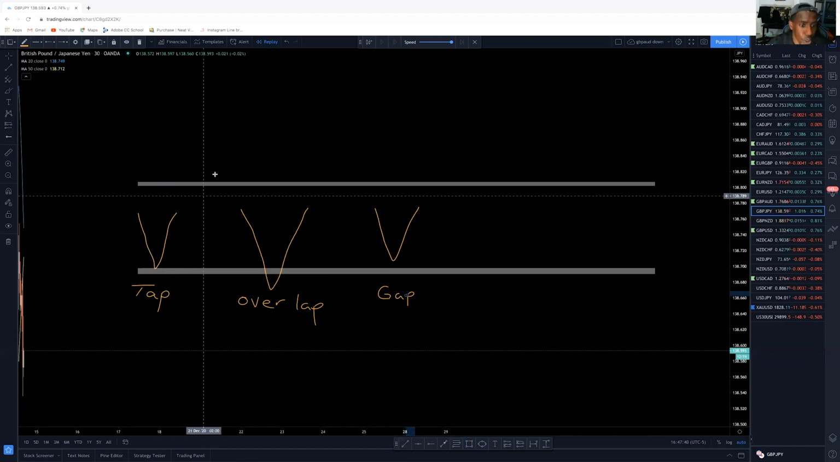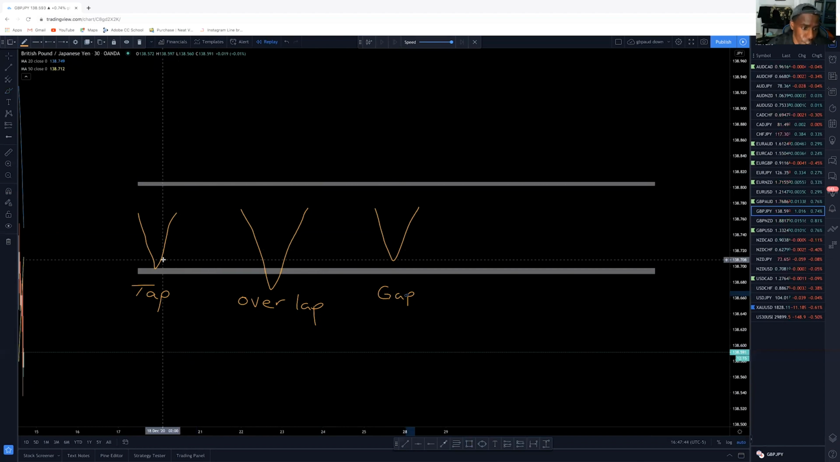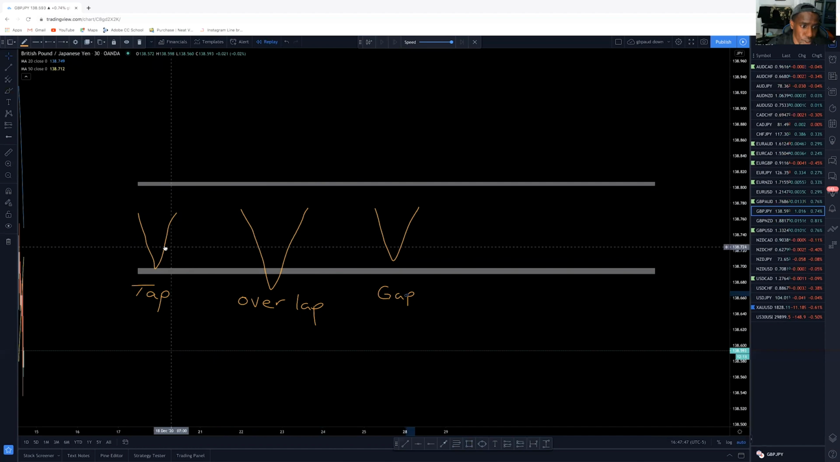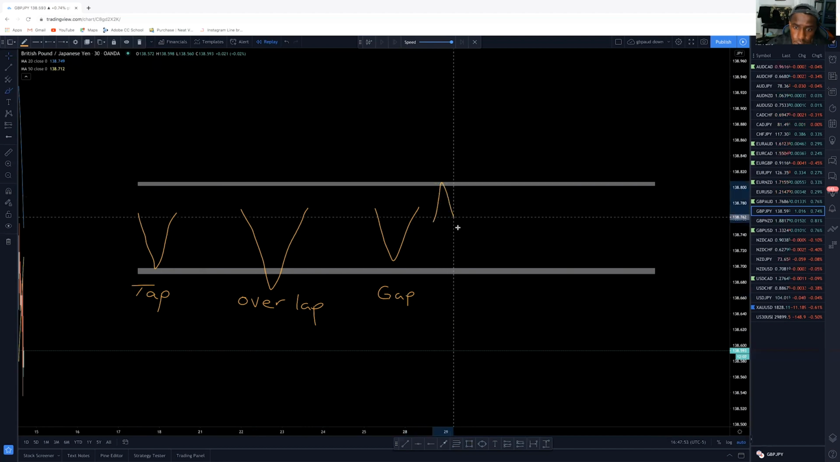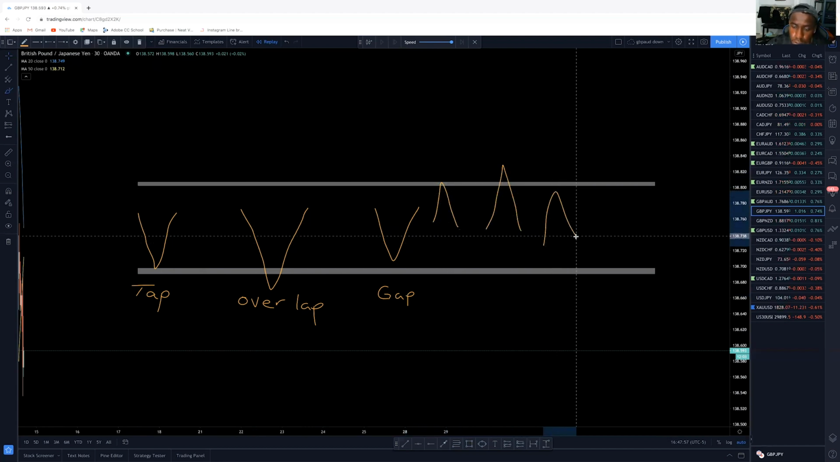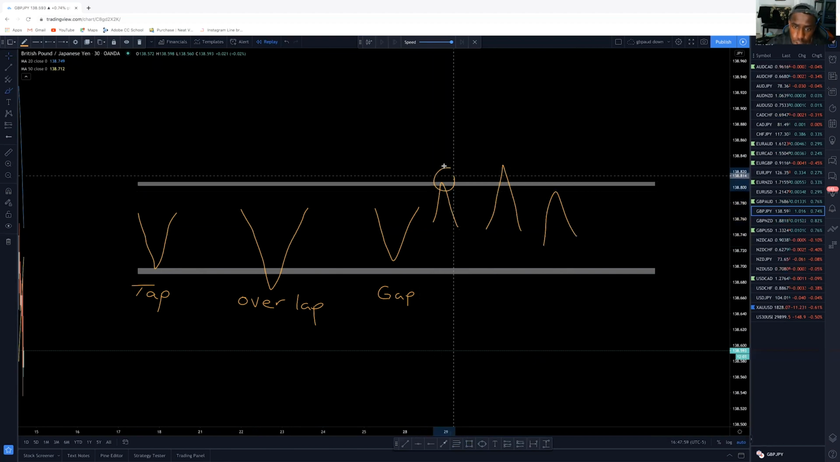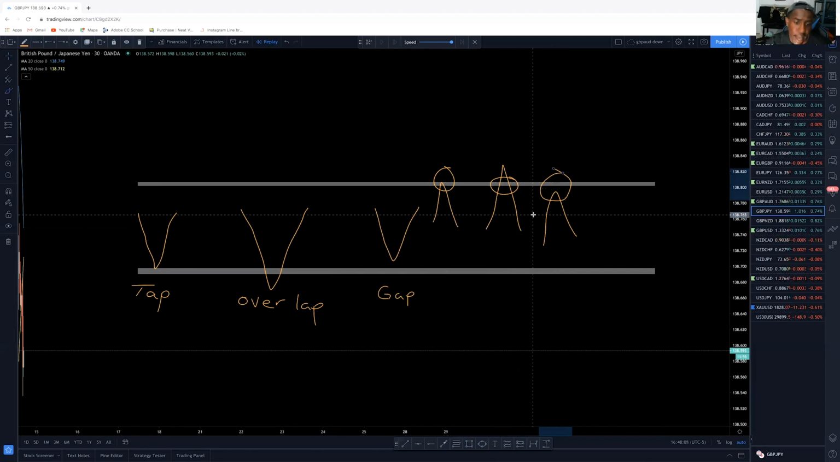And the same works for resistance. So if these were turned around the opposite direction and they were actually tapping up here like such, these three would also confirm as a tap, an overlap, and a gap. So you want to be mindful of all of this here.